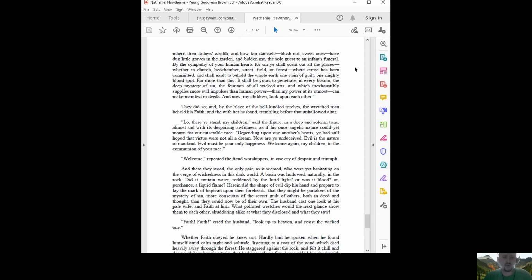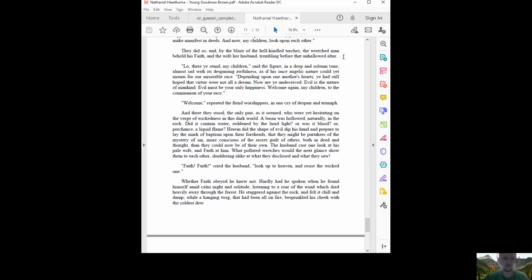By the sympathy of your human hearts for sin ye shall scent out all the places, whether in church, bedchamber, street, field, or forest, where crime has been committed, and shall exult to behold the whole earth one stain of guilt, one mighty blood spot. Far more than this, it shall be yours to penetrate in every bosom the deep mystery of sin, the fountain of all wicked arts, and which inexhaustibly supplies more evil impulses than human power, than my power at its utmost can make manifest in deeds. And now, my children, look upon each other.